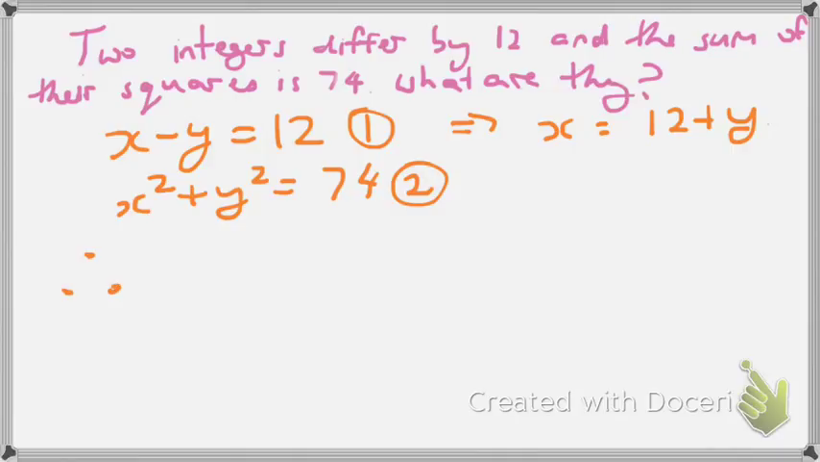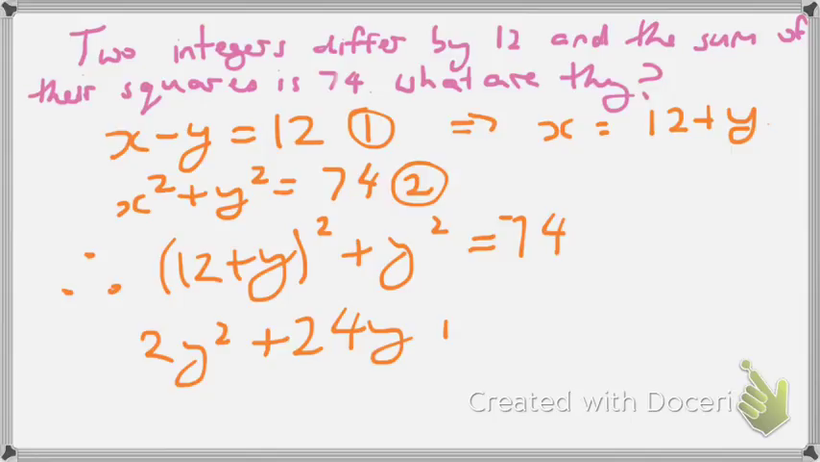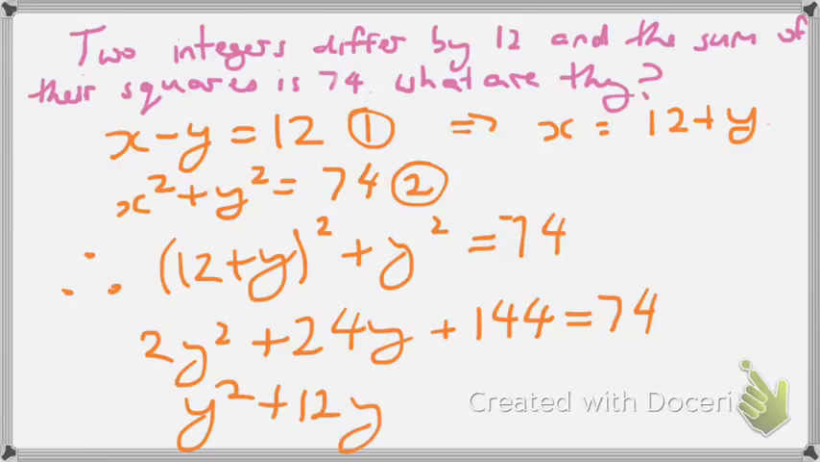So therefore, 12 plus y all squared plus y squared is 74. So we get 2y squared plus 24y plus 144 is 74. We'll move the 74 across to make it 70, and we'll divide by 2. Sorry, I think I said minus 70, I meant plus 70. 35 is 7 and 5, which gives 12, yeah.